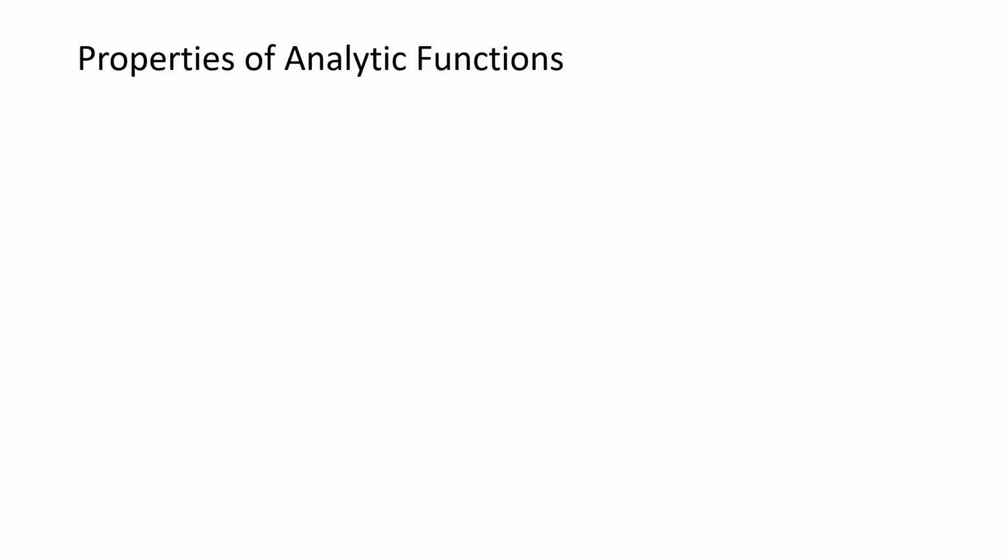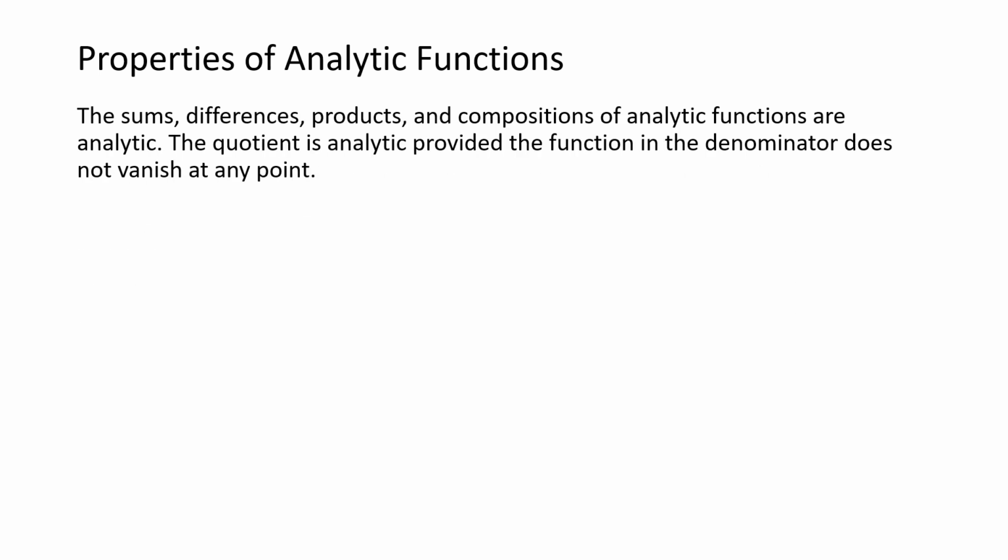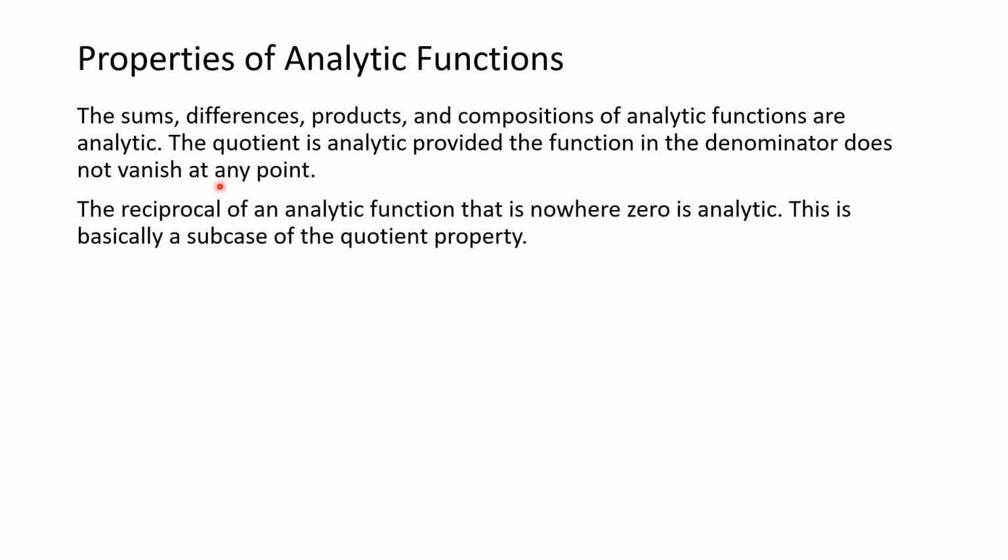On this slide and the next, we're going to state some properties of analytic functions. The first property is similar to what we had for derivatives. The sum, difference, product, and composition of analytic functions are analytic, and the quotient of two analytic functions is also analytic, assuming the denominator does not equal 0 at any point. As a byproduct of the second sentence, we also have that the reciprocal of an analytic function that isn't 0 anywhere is also analytic.